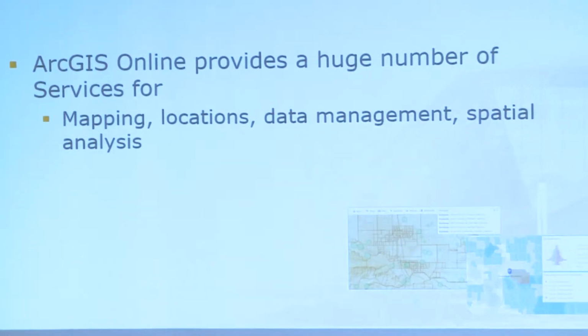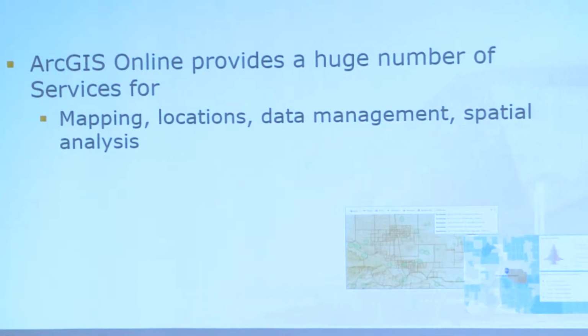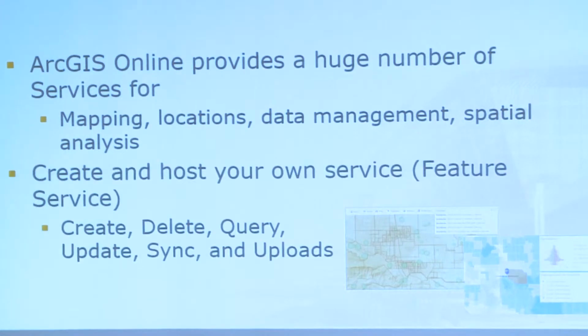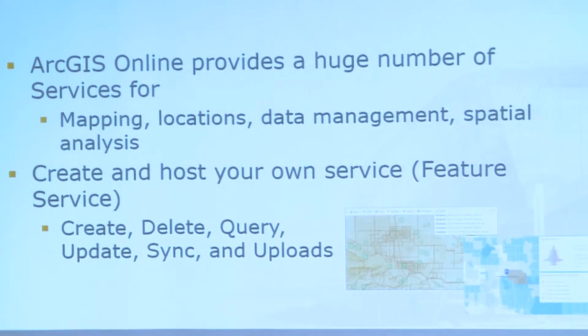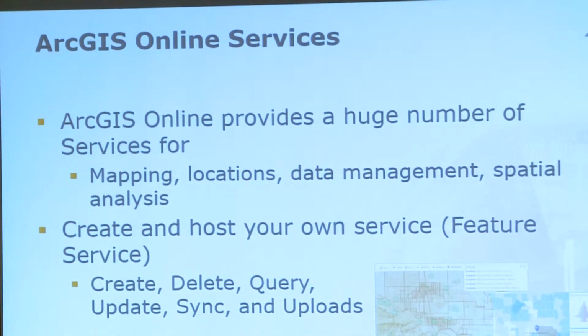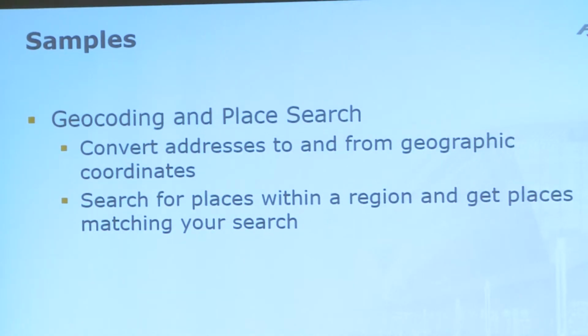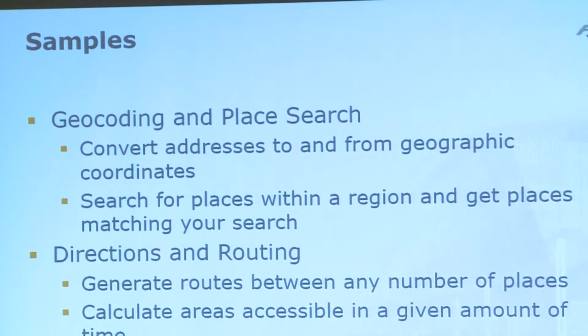ArcGIS Online provides you with a lot of different services, different service types for mapping, for locations, for data management, for spatial analysis. And on the other hand, you can create and host your own services, so-called feature services, and we'll pick some of them and we'll demonstrate how to use them together with FME in a few minutes. Just to give you 2 or 3 samples of what functionality is there in ArcGIS Online. For example, there's the geocoding and the place search service, or for example, the directions and routing services.